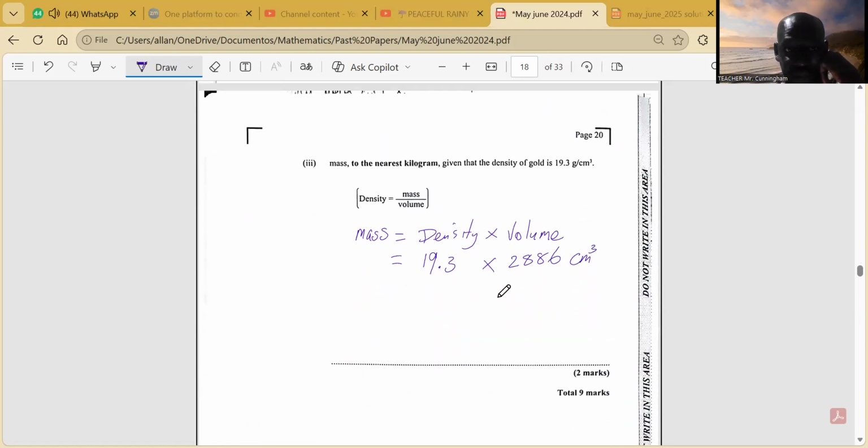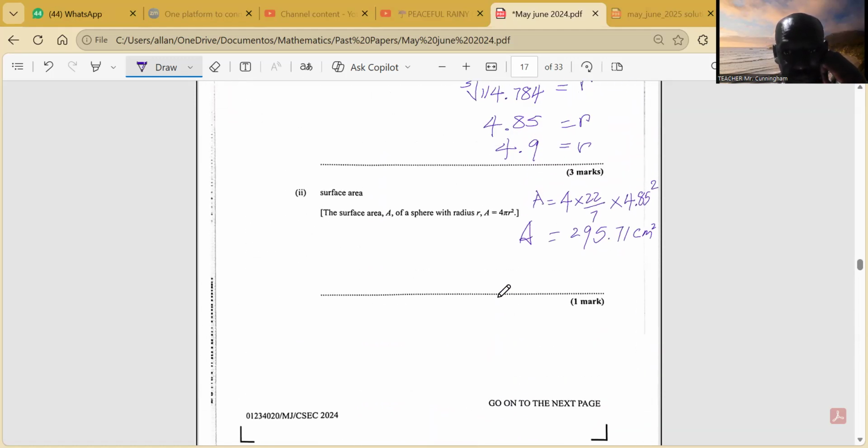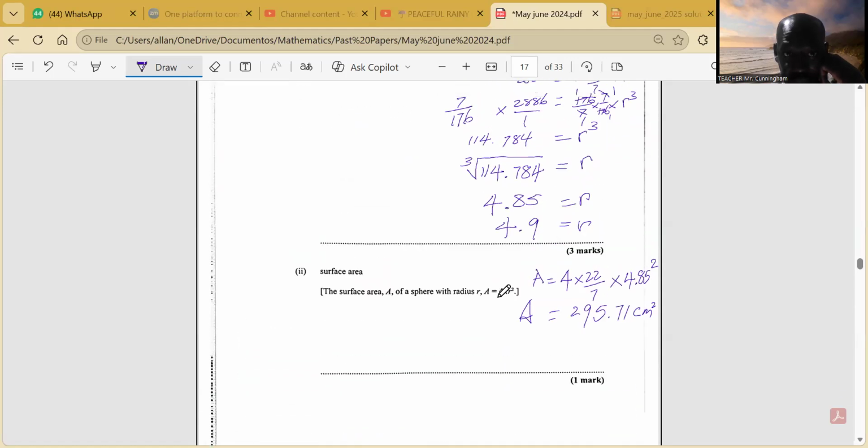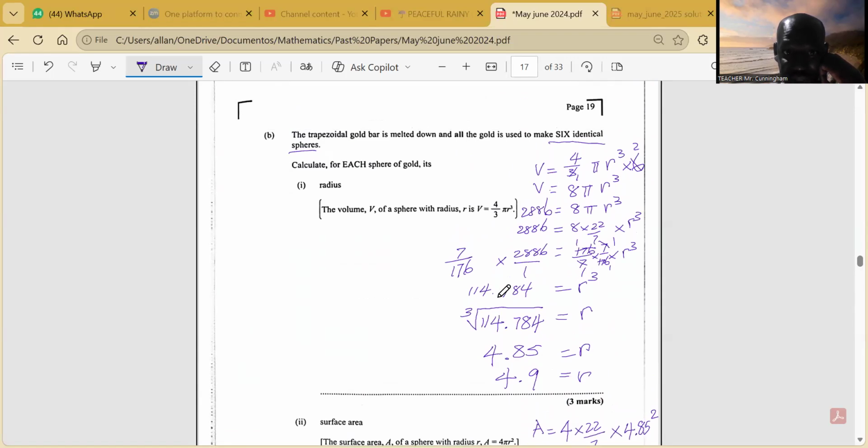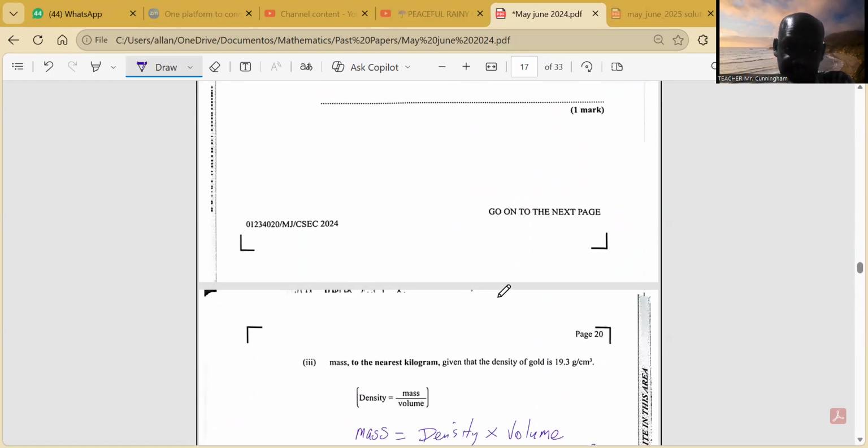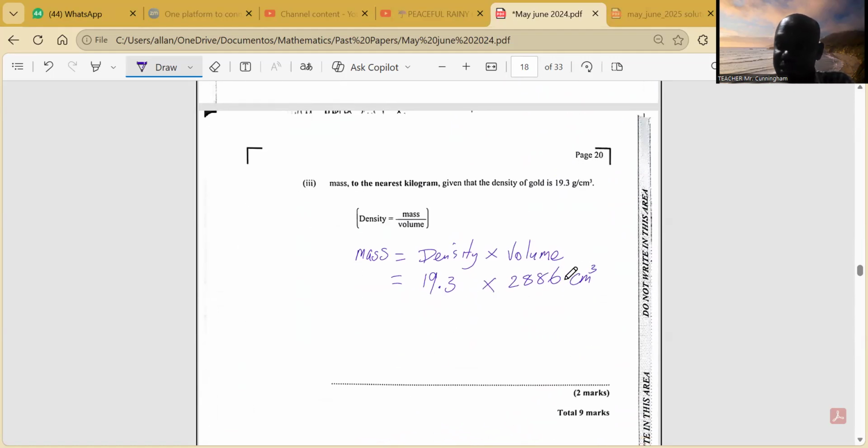Hold on. Calculate for each sphere of gold its mass. All right, so you have to divide this by 6 because it's for each. And you divide that, how much do you get?